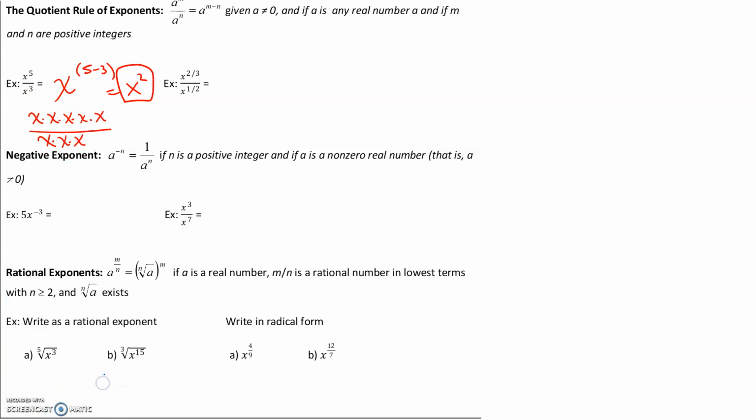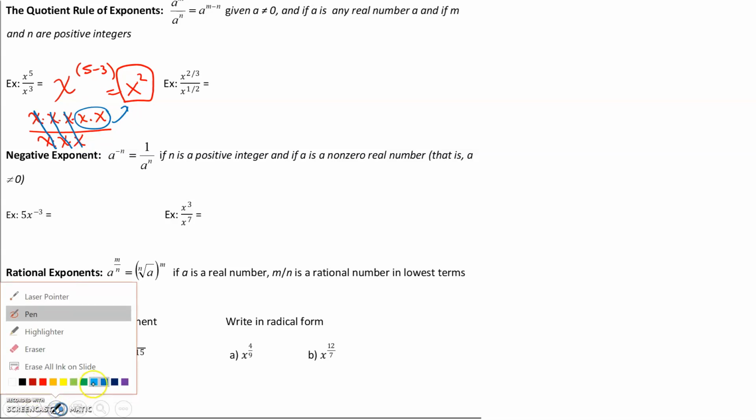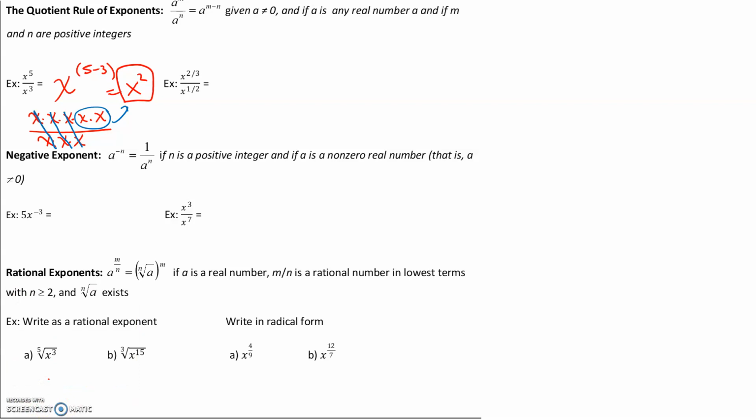So anytime you have x divided by x, that gives you 1, 1, and 1. So we have x times x, which equals x squared. So when we're dividing, we're canceling out terms, which is why we subtract the 5 and 3. So similarly, let's take x to the 2/3 divided by x to the 1/2. We've got the same base, and we're dividing the two bases. So by the quotient rule, we're going to take 2/3 minus 1/2.